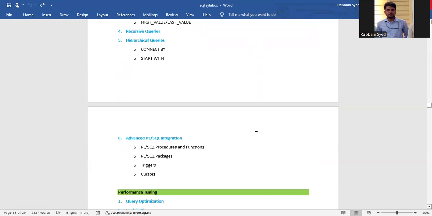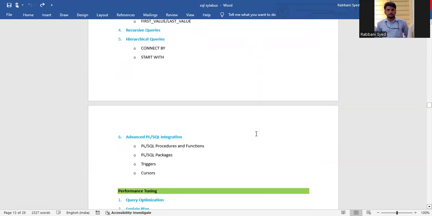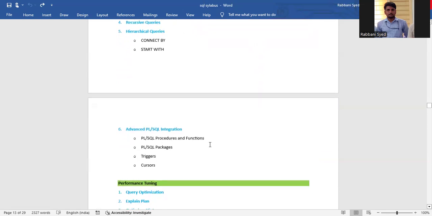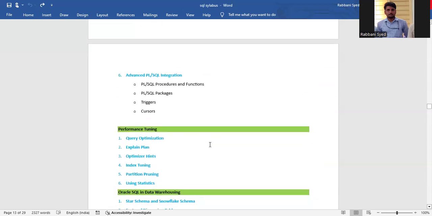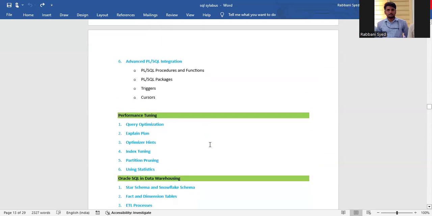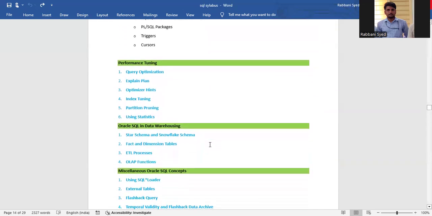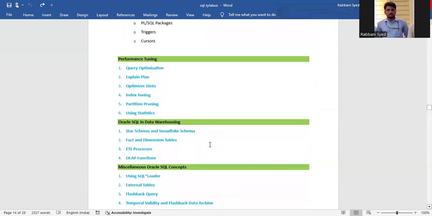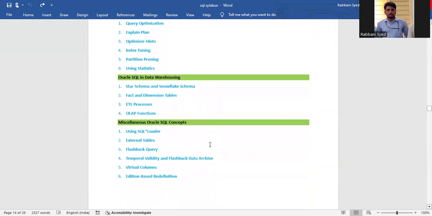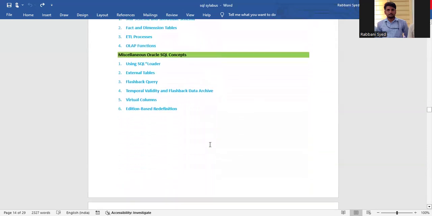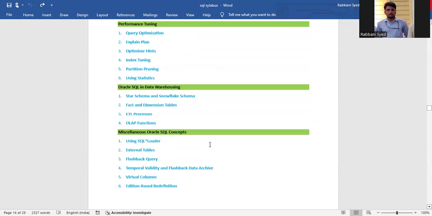Advanced PL/SQL is also important: procedures, dynamic procedures, procedures and functions, packages, triggers, and cursors. Cursors are also important. Performance tuning: suppose one query is running in 1 minute, but I want it in 1 second. That time, we do performance tuning. Then Oracle SQL data warehousing, star schema warehousing, miscellaneous Oracle concepts like SQL*Loader. That is the SQL syllabus.